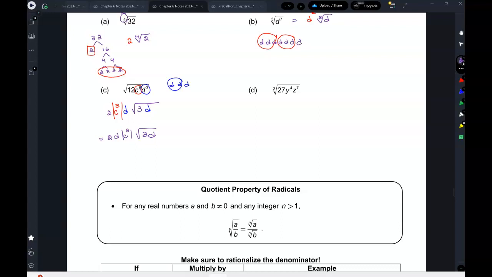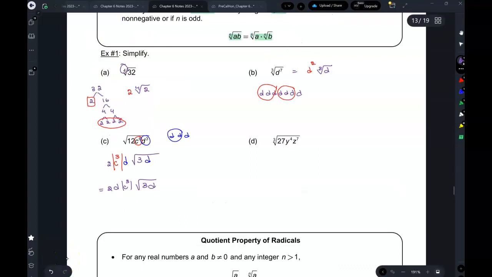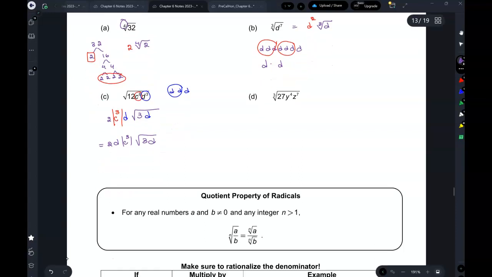For problem B, why did the D come out as D squared and not 2D? Because it's D times D that came out. Each group that comes out is multiplied by each other. When you do it for whole numbers, you do too. If you have a 2 that comes out and then another 2 that comes out, it's 4. If you had 3s, it would be 3 times 3, 9.